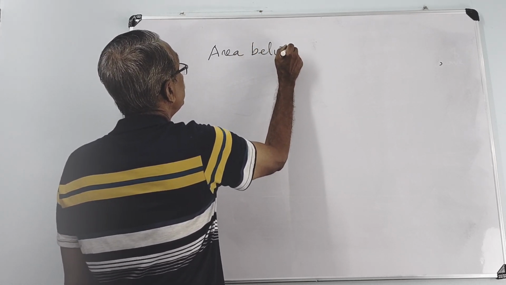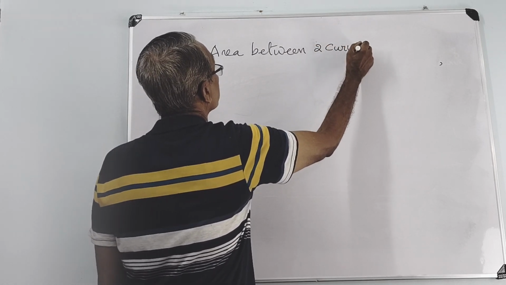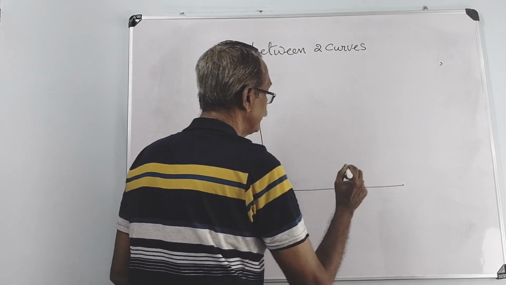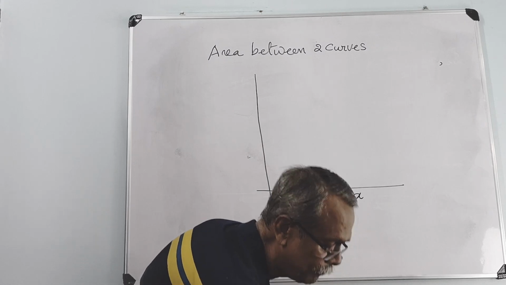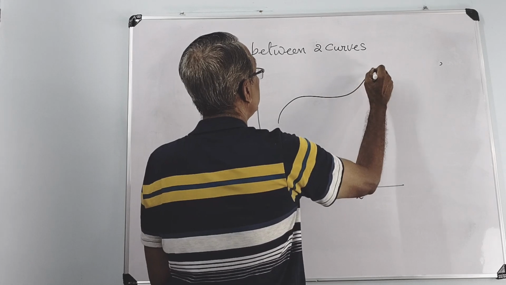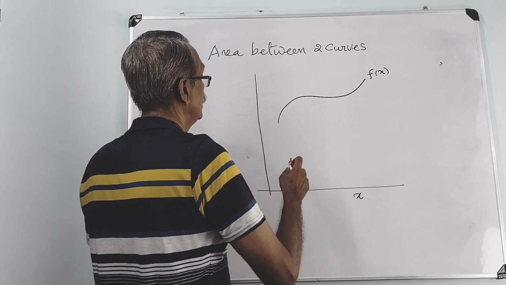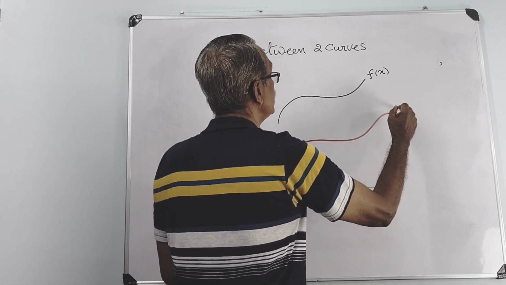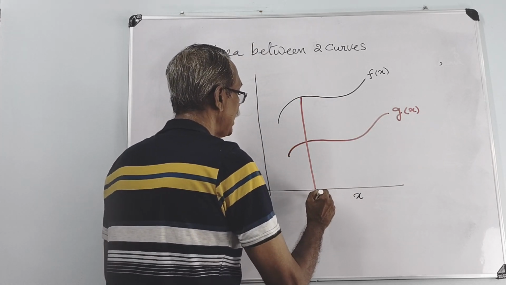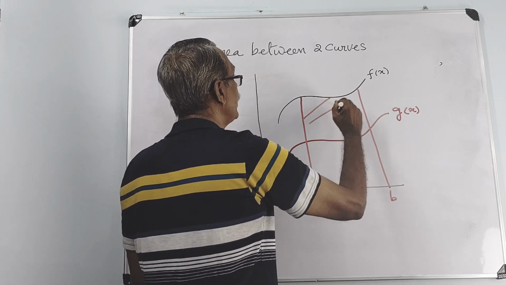Area between two curves. Suppose you have x here and you have one curve, let this curve be f(x). You consider another curve, let this curve be g(x). And let this be a, let this be b. You want to calculate the area between these two curves.